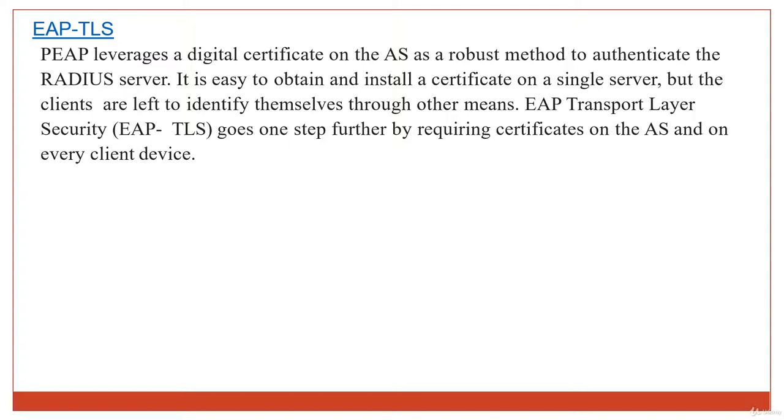Now the next and the most secure version of the authentication we have is EAP-TLS. Okay, now what is happening in this EAP-TLS? So here you can see that when we have EAP-TLS, in that case again we have the certificate. Now in this case we are going to use certificates everywhere. So the difference here is that EAP-TLS, Transport Layer Security, goes one step further by requiring a certificate on the AS and on every client device.